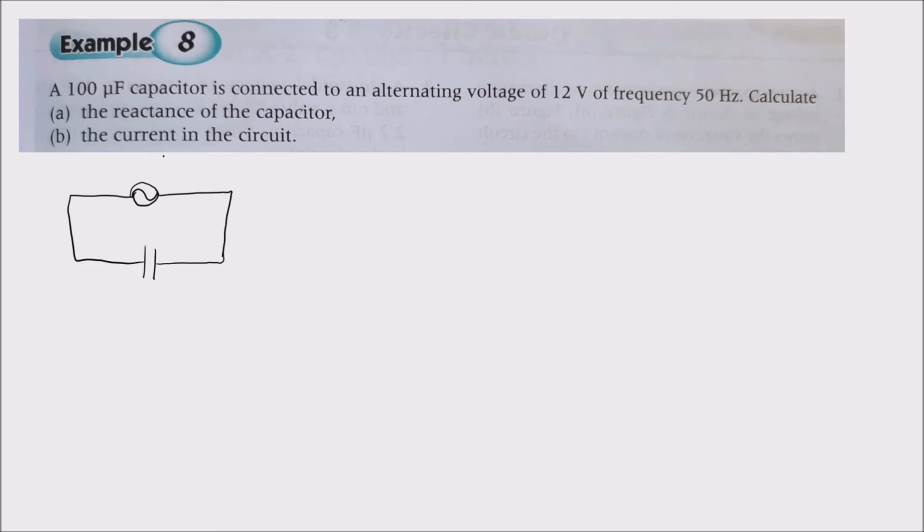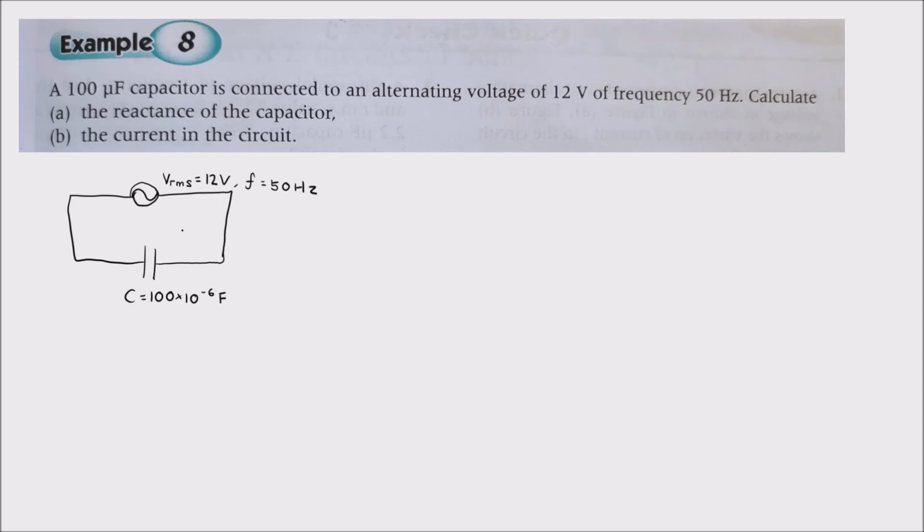We know from here that the alternating voltage is 12 volt, but they didn't specify whether it's peak voltage or RMS voltage. For these kinds of cases, we usually just assume it to be RMS, because we usually describe an AC circuit in terms of RMS. We don't usually describe it in terms of peak. So if they just write 12 volt, then it should be VRMS. So the VRMS is 12 volt, it has a frequency of 50 hertz, and this capacitor has a capacitance of 100 microfarad.